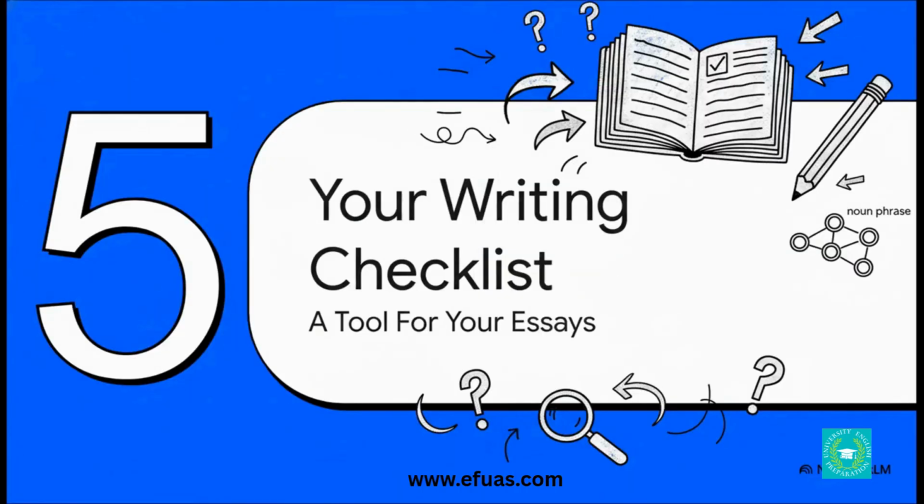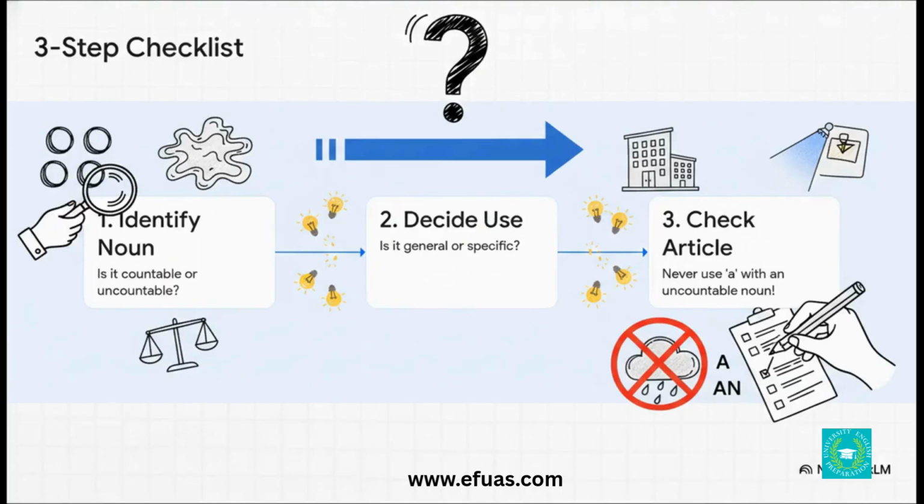Okay, so this is all great, but how do you actually use it in your own writing? I'm going to give you a really simple checklist. You can use this every single time you review an essay to catch any mistakes. It's just 3 easy steps. Step 1, find your noun. Ask yourself, is this thing countable or uncountable? Step 2, decide how you're using it. Am I talking about this in general or am I being specific? And step 3, check your article. Make sure it matches your answers from steps 1 and 2. And of course, never forget that golden rule. A and an just don't go with uncountable nouns.